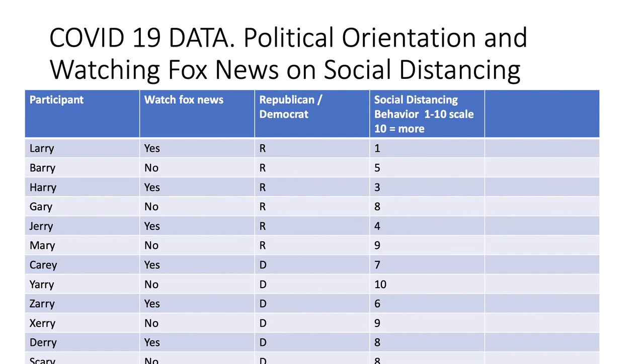Let's take a more complicated example. All right, I challenge myself here. I have data here, and I only have the numbers that are right there. I have the names that go from Larry to Scary. They're all the same. I kind of had fun with that. And I have their values for watching Fox News, being a Republican or Democrat, and the dependent variable social distancing. I'm using a relevant question for today. Does political orientation interact with the news media that one watches to impact their own behavior and safety?